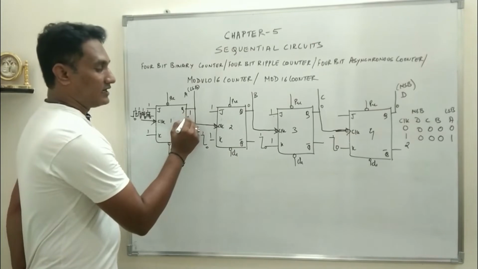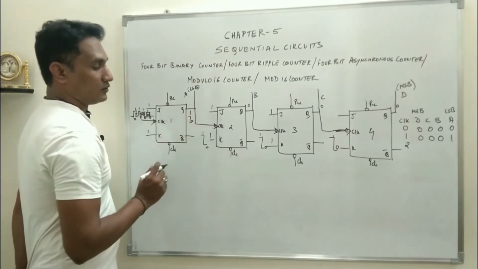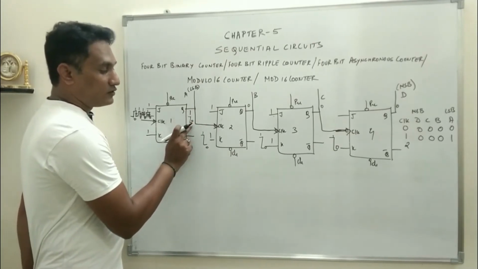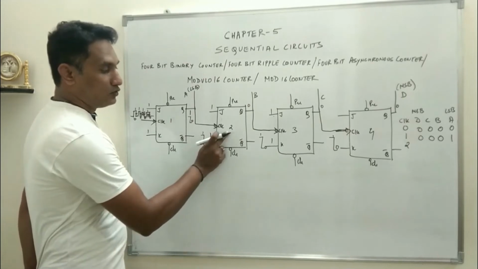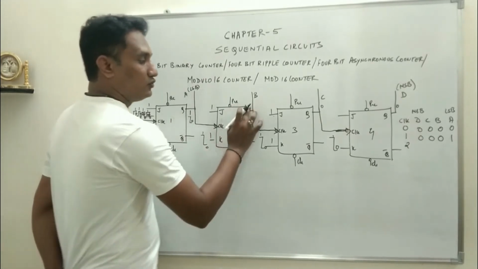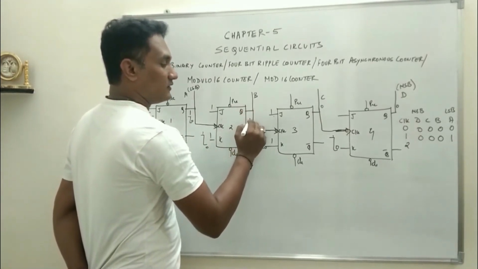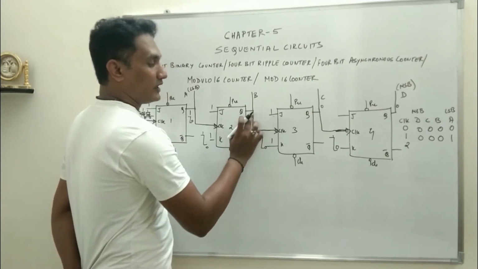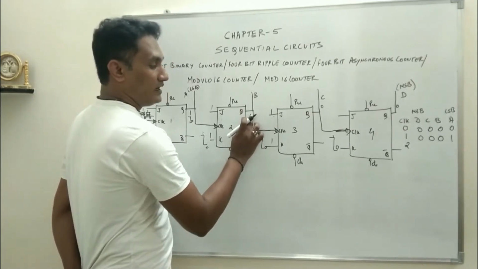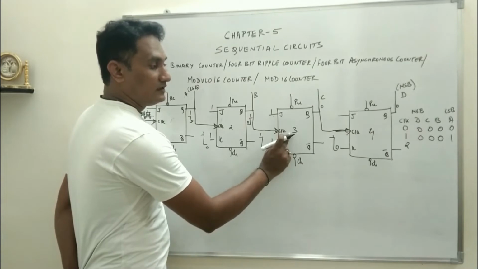So A will again go from 1 to 0. Now A, as it is going from 1 to 0, which will be the clock input for 2, will trigger. So 2 will trigger, that means its output will go from 0 to 1. That means B will go from 0 to 1. But will that have any effect on 3?